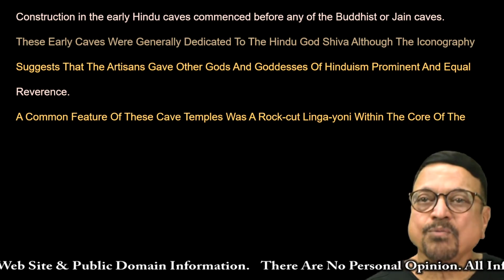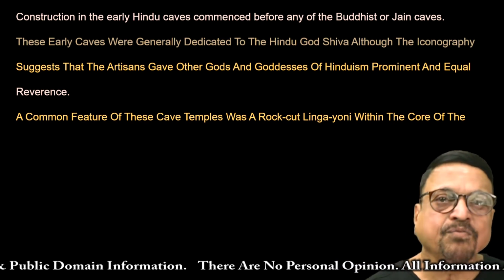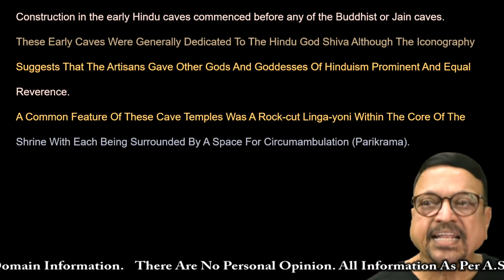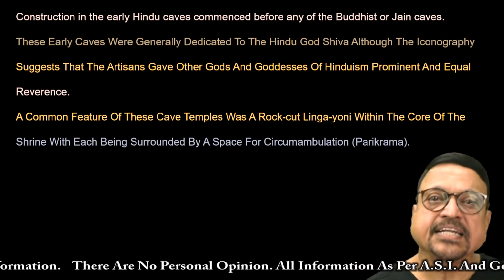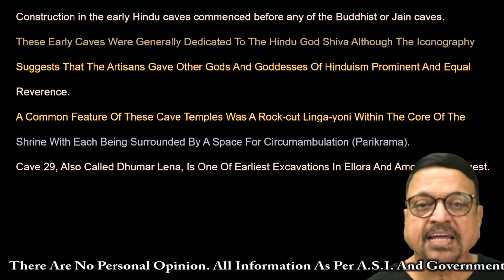A common feature of all these cave temples was a rock cut linga at the core of the shrine, with each being surrounded by a space, that is the circumambulatory pradakshina path, which you are going to see in more detail when we will be seeing photographs.